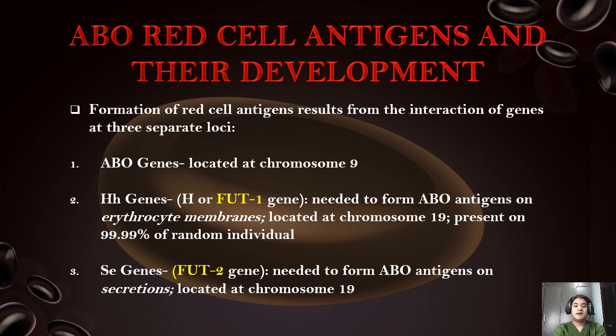Okay, this is a board exam pointer. Take note that the difference between H and SE genes is not the chromosome location. When we say H gene, they are genes needed for the formation of ABO antigens on the red blood cell surface, while SE genes are needed to form ABO antigens on your body secretions.